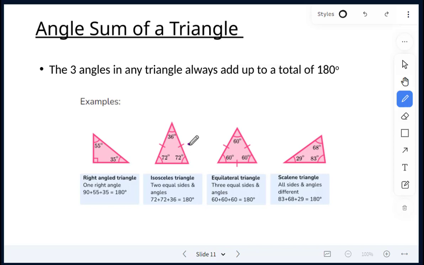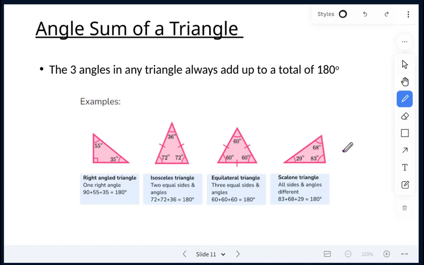Here we have an isosceles triangle. So these 2 angles are the same. 72 plus 72 plus 36, 180 degrees. An equilateral triangle, the 3 sides are equal. The 3 angles will always be 60, 60, 60 in an equilateral triangle, which equals 180 degrees.